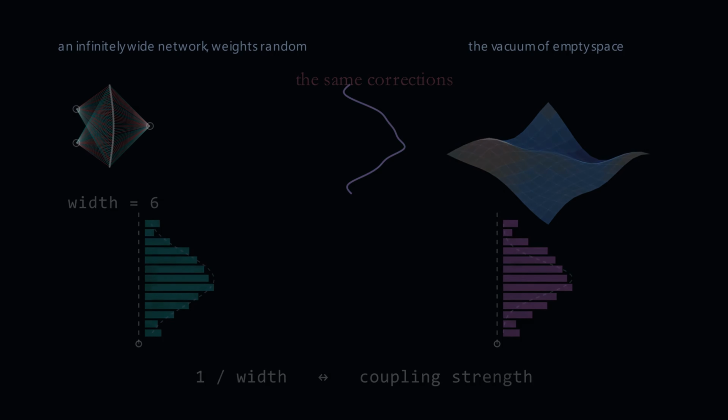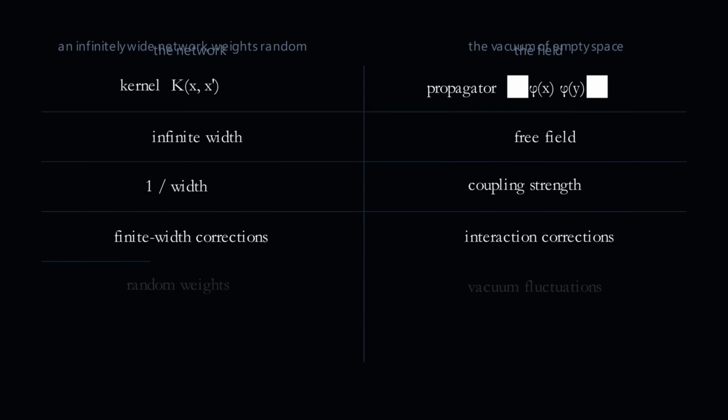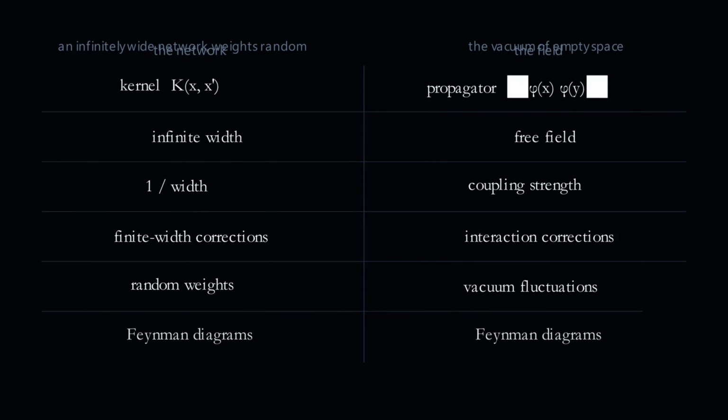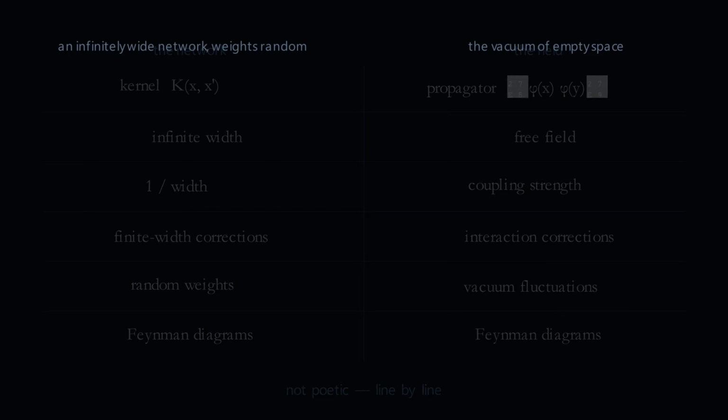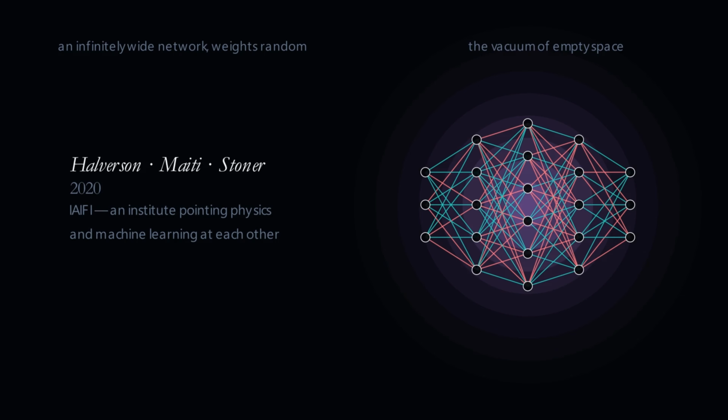So there's a dictionary, and it isn't poetic. It's line by line. The kernel of your network is the propagator of the field. 1 over the width is the coupling strength. Finite width corrections are interaction corrections, and the diagrams physicists invented to organize those corrections, Feynman diagrams, organize the neural network ones too. Same diagrams, same combinatorics, same series. This correspondence was written down in 2020 by James Halverson, Anindita Maiti, and Keegan Stoner at a new institute set up to point physics and machine learning at each other.